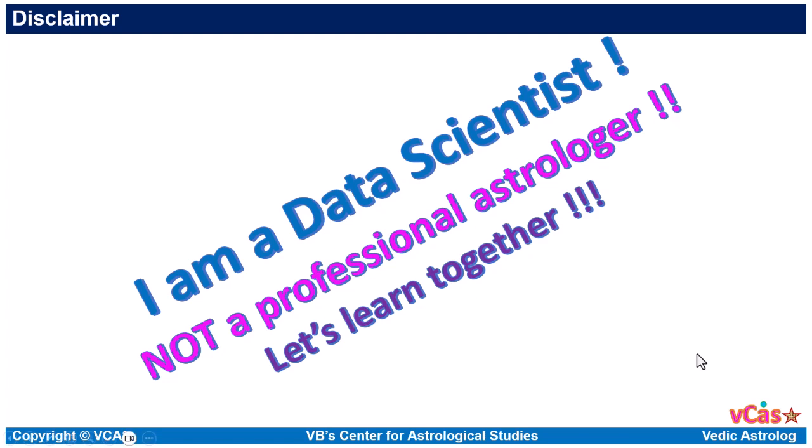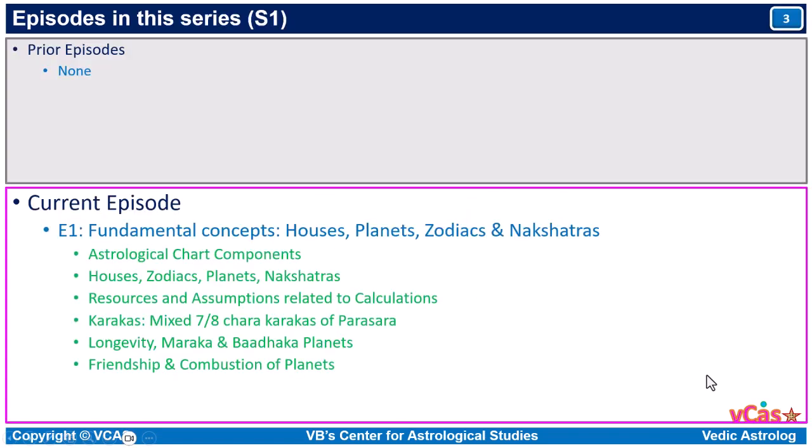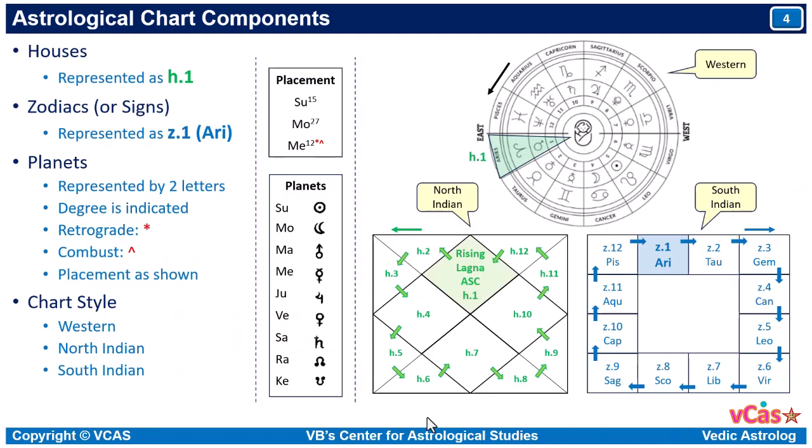Let's begin. This is the first episode of the series. We will take up the following topics in this episode: astrological chart components, houses, zodiacs, planets and nakshatras, resources and assumptions related to the planetary aspect and other calculations, karakas, longevity and marga and badaka planets, friendship and combustion of planets. The astrological charts have three major components: houses, zodiacs and planets.